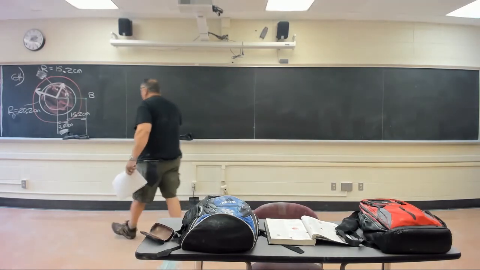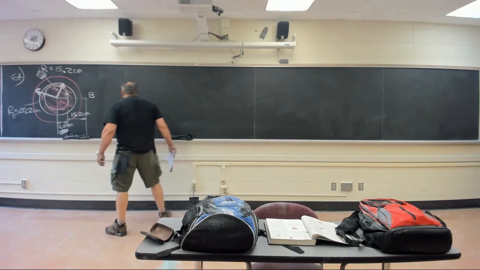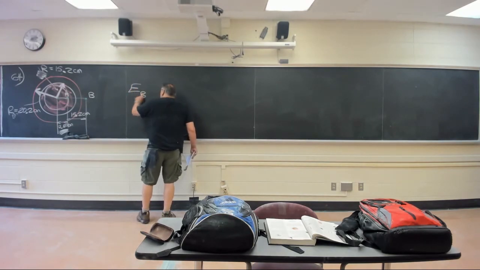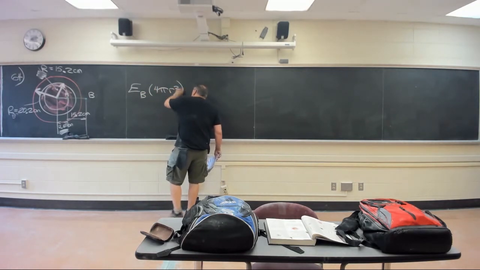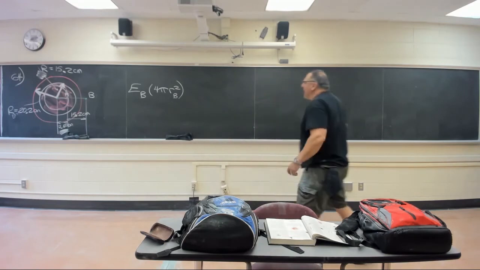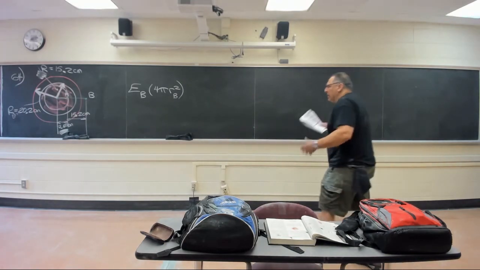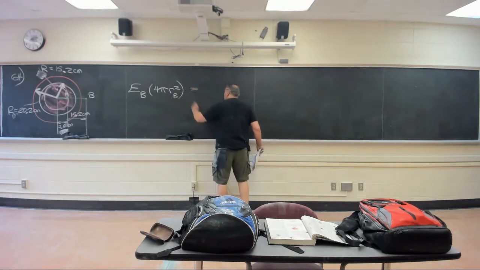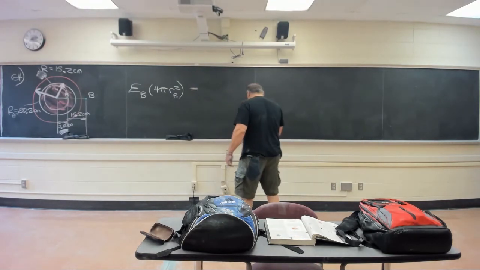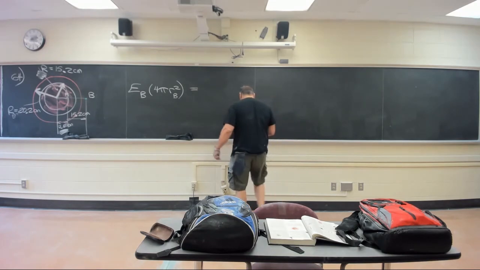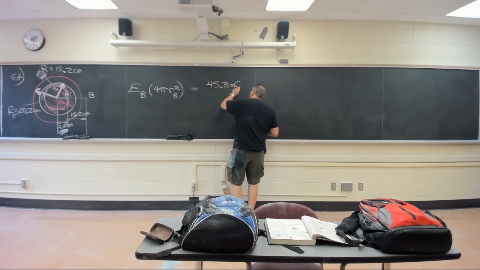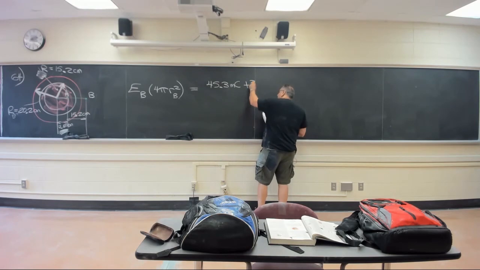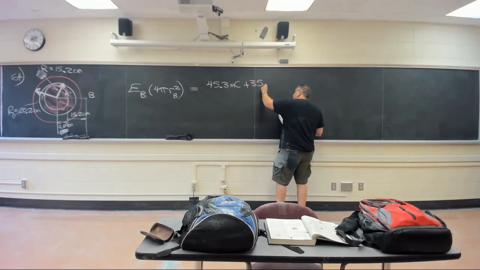If you do the Gaussian surface right here, just figure out how big the whole thing is. Well, how about you just say E sub B, at location B, there is 4 pi r sub B squared, which is the outside of that. The entire charge distribution is 45.3 millicoulombs plus 35.5 millicoulombs.